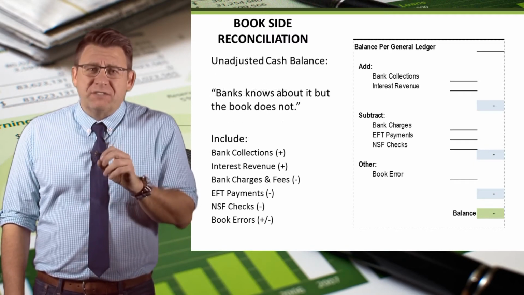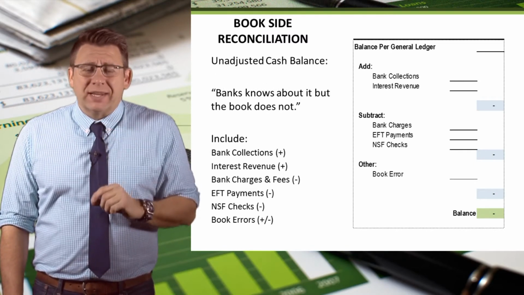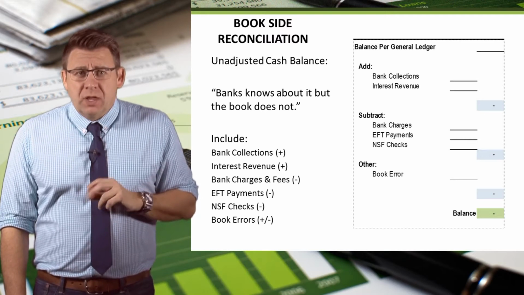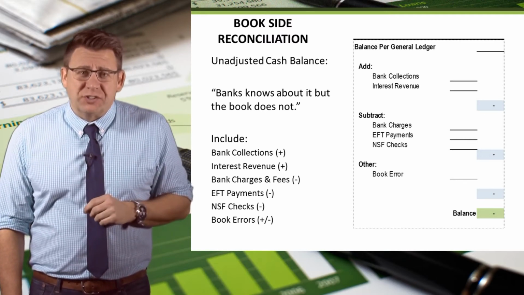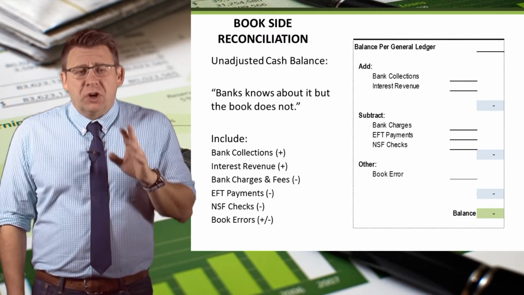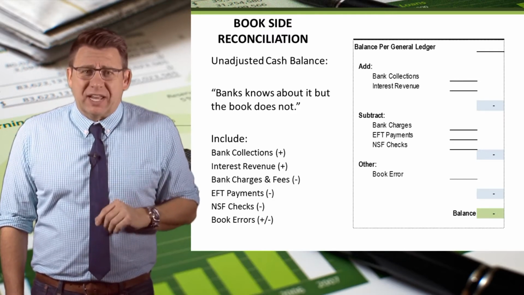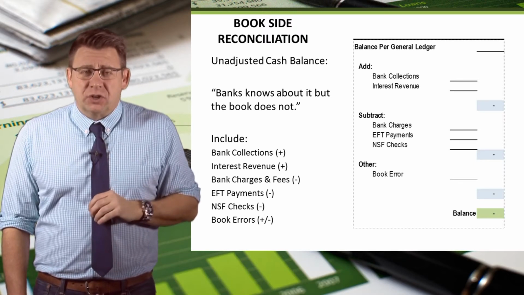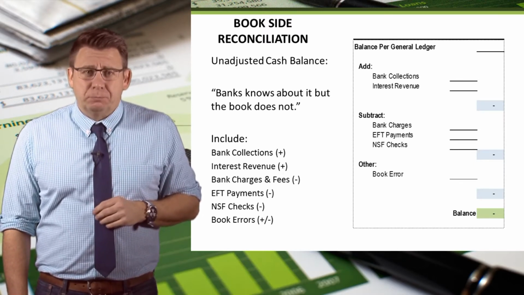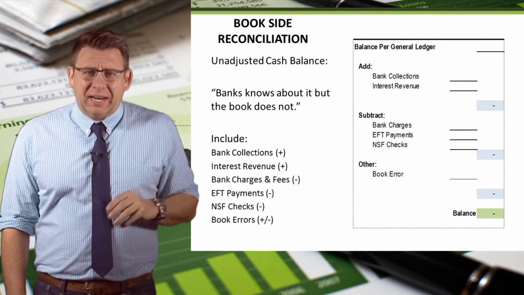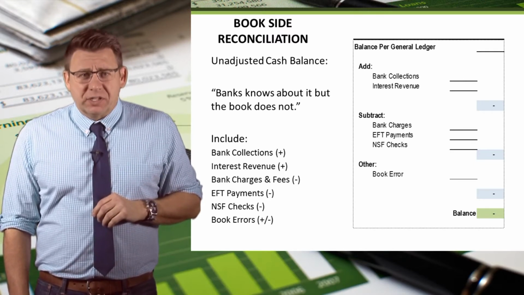The focus of this video will be how to reconcile the book balance. The book balance is our cash ledger balance, which comes from our unadjusted trial balance. To determine if something reconciles the book side, I often think of it in these terms. It is stuff the bank knows about, but the book does not. There are many items that can reconcile the book side.